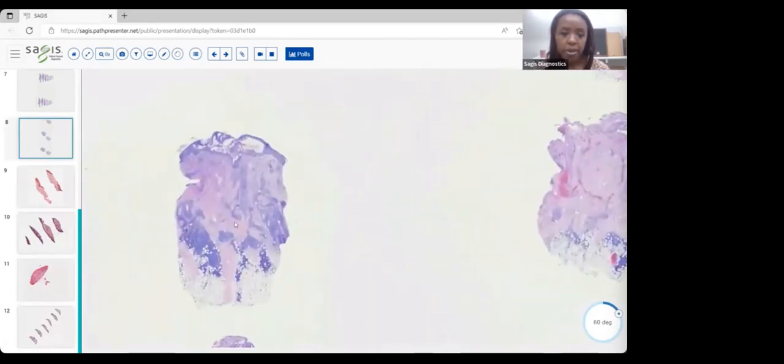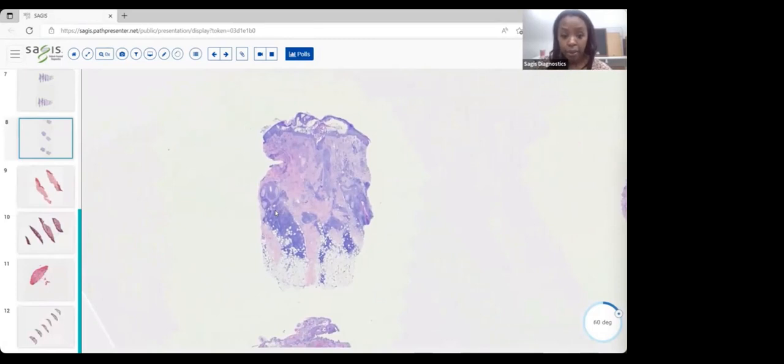This looks like a good example. So at low power, we appreciate that this is a superficial and deep issue, right? We have some striking intraepidermal vesiculation that's fairly irregular. And then we have this lymphocytic, it appears, inflammation, but this dense inflammation that is certainly periappendigeal, as well as also looks like it's perivascular too, but it's really dense, really profound.